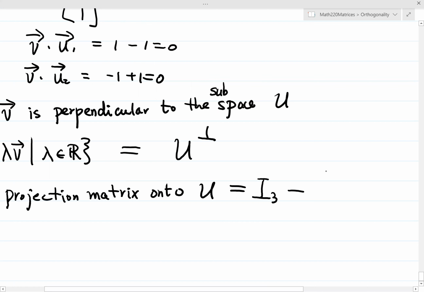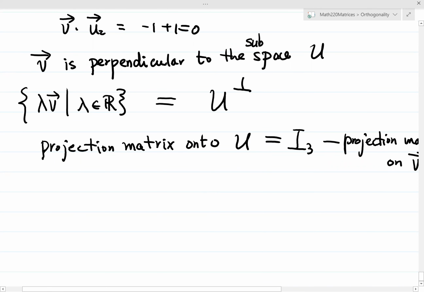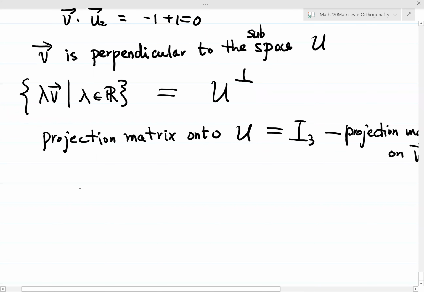So the projection matrix on V. Here we already know the vector V is perpendicular to the subspace U. So we can write down the projection on V. Suppose we assume the projection on V is P. Last time we already learned the projection onto a one-dimensional subspace: P is V V transpose over the norm of V squared. This is matrix multiplication, not dot product.